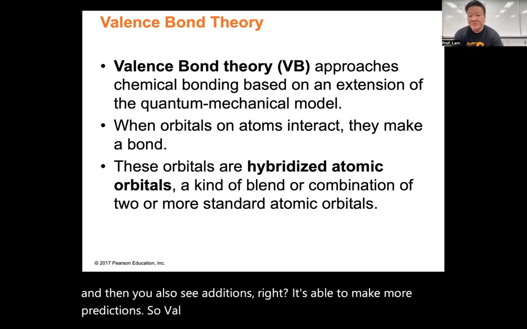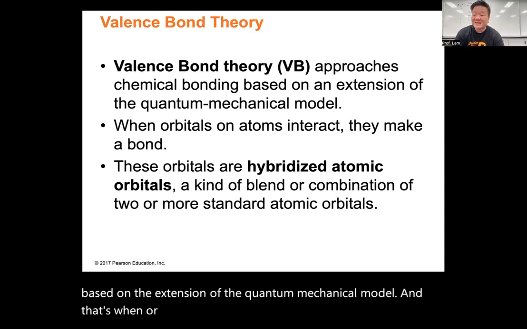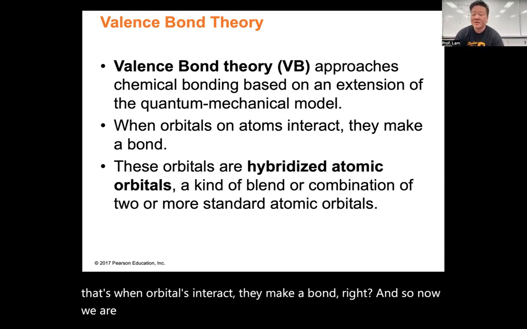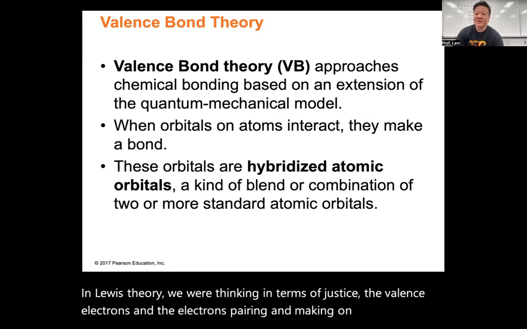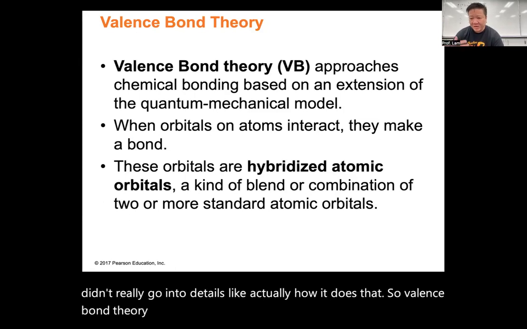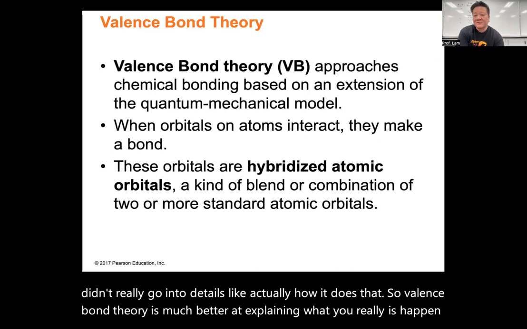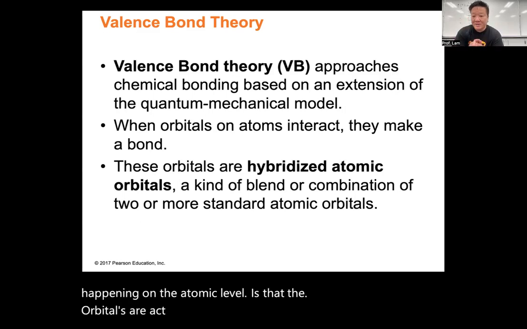So valence bond theory approaches chemical bonding based on the extension of the quantum mechanical model. And that's when orbitals interact, they make a bond, right? In Lewis theory, we were thinking in terms of just the valence electrons and the electrons pairing and making an octet, right? We didn't really go into details of how it actually does that. So valence bond theory is much better at explaining what is really happening on the atomic level: the orbitals are actually overlapping with each other to form a bond.